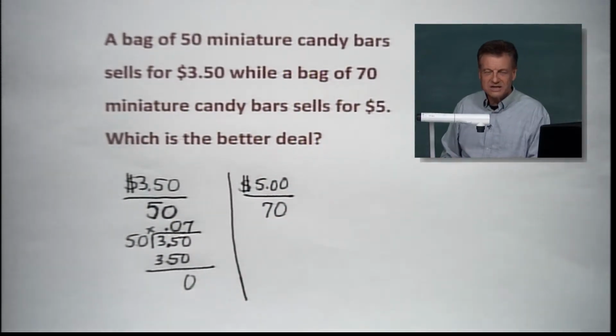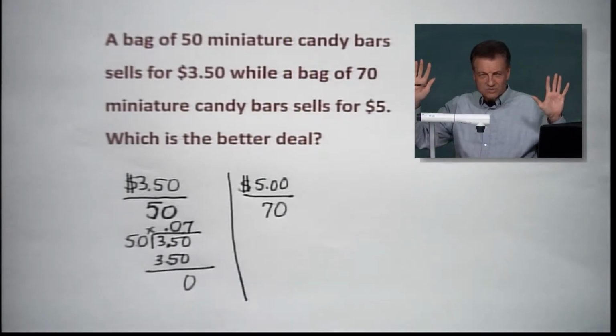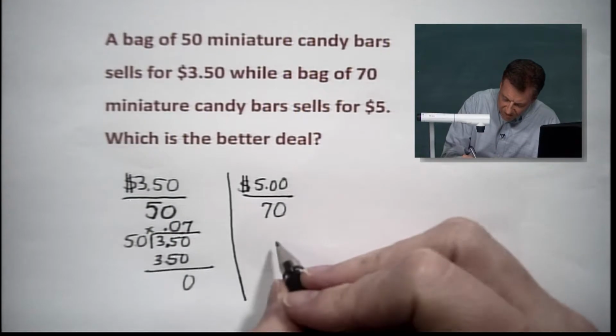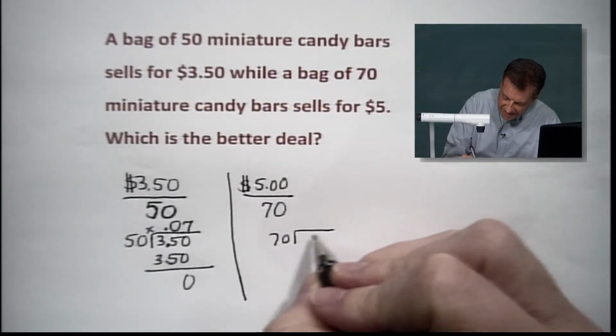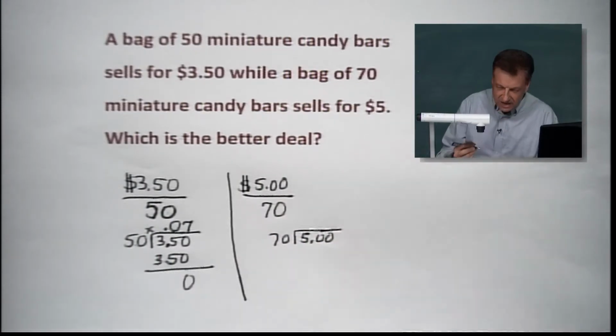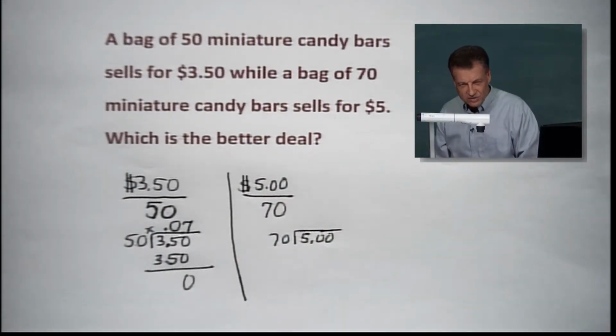Let's check out our second deal, all right? See which one's better. I hope everybody's voted out there by now. Which way are you going to go? First or second? Let's see. We're going to take our 70 and divide it into $5. Right there it is. And again, some of you say, well, could you use the calculator? Of course we could use the calculator.